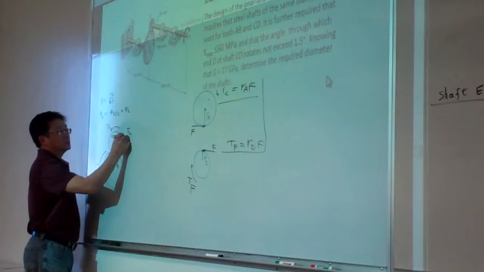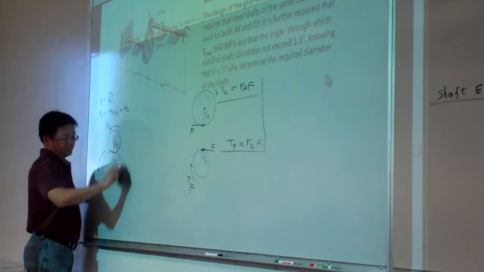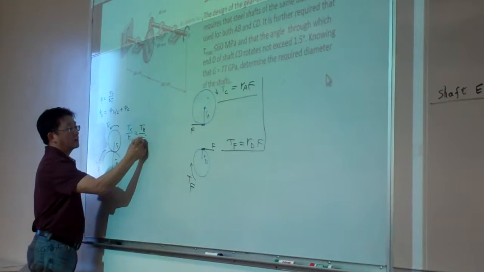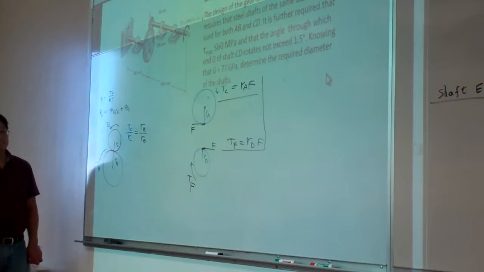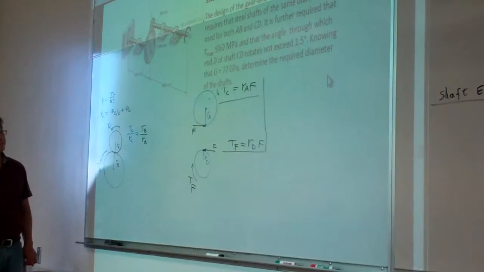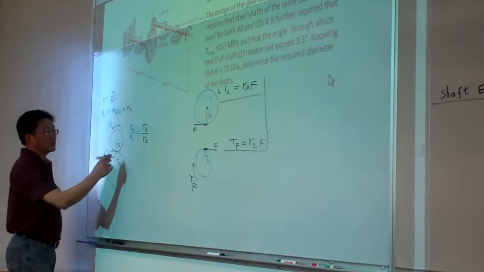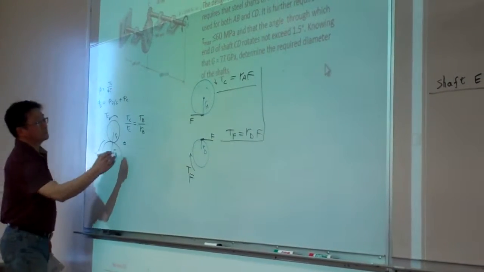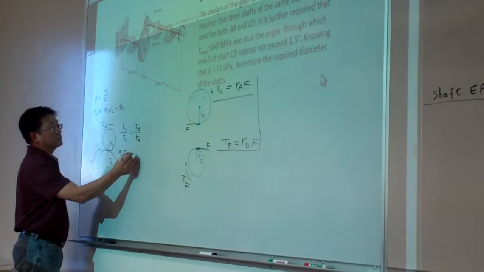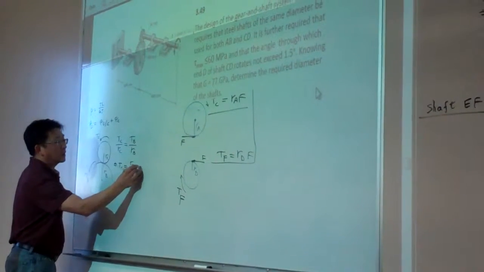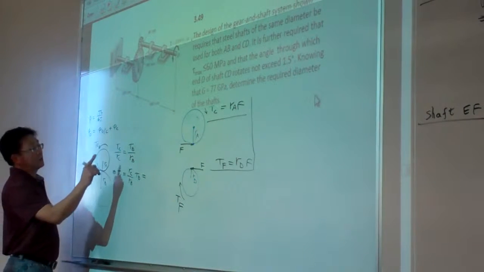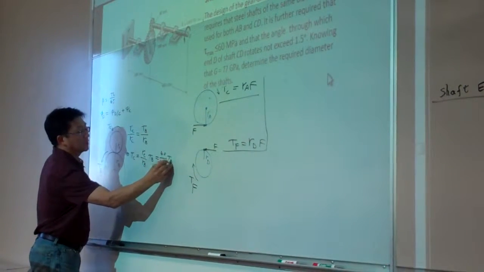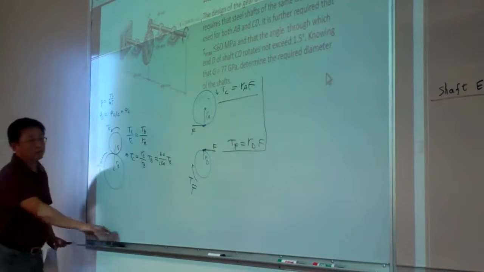So that means TC with respect to RC equals TB with respect to RB. So for this case, TC will be equal to RC over RB times TB, where RC equals 40 millimeters and RB equals 100. So with this information ready, we can begin to look at the problem.